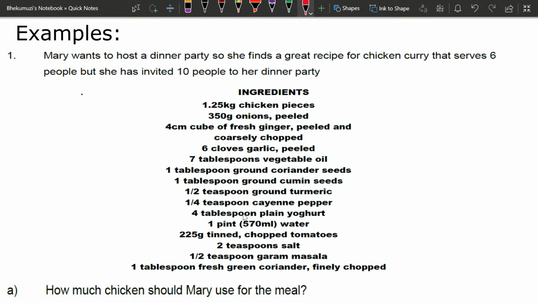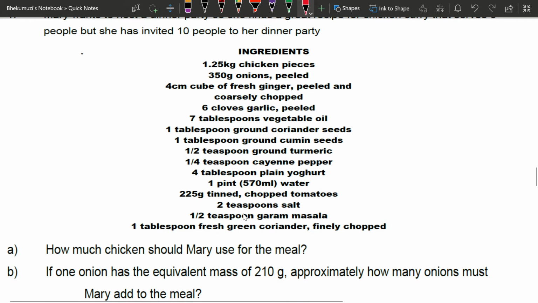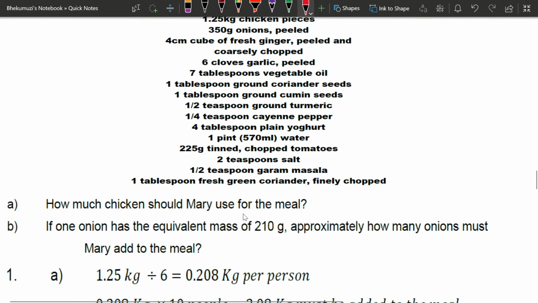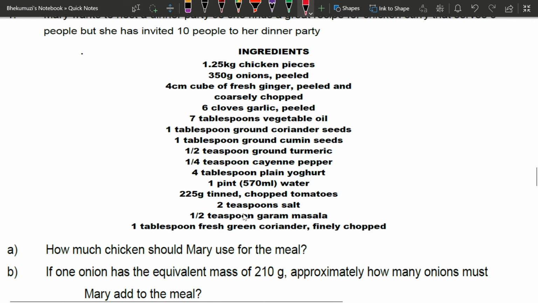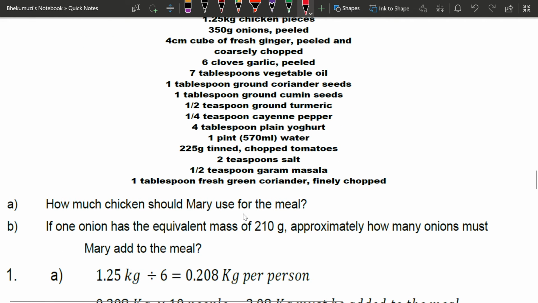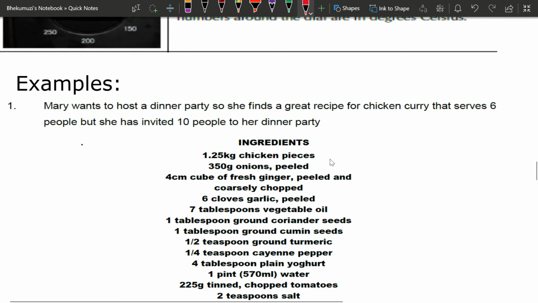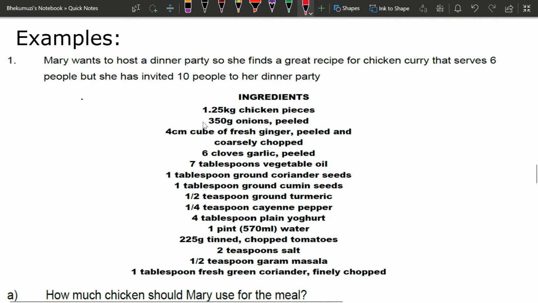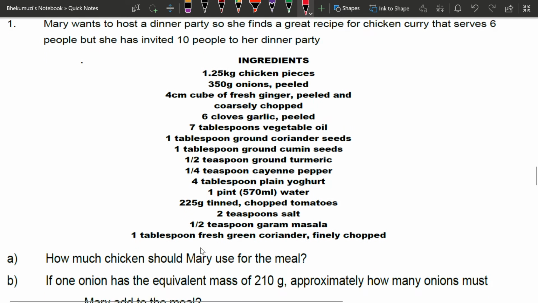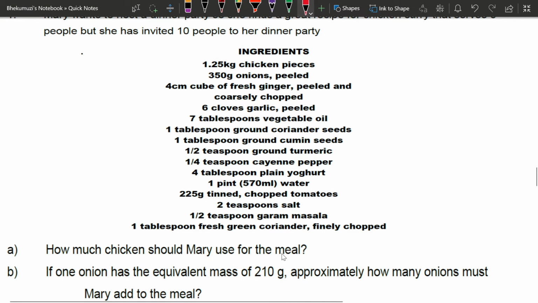Now the first question is: how much chicken should Mary use for the meal? The answer is that you already know it's 1.25 kilograms of chicken pieces, but the recipe serves 6 people. The amounts given for each ingredient, when put together, are supposed to serve 6 people, but now you want to know how much chicken you should use to serve the meal to 10 people, right?